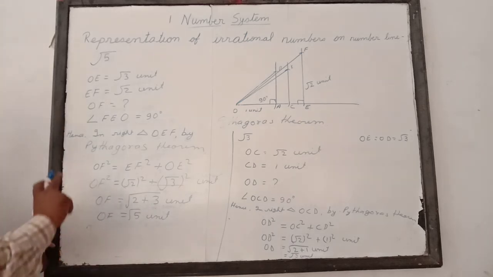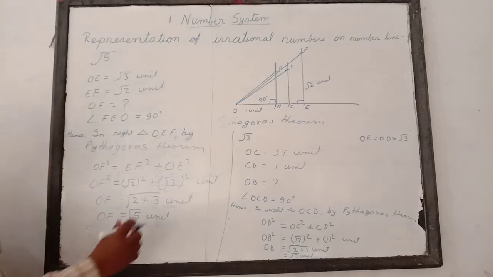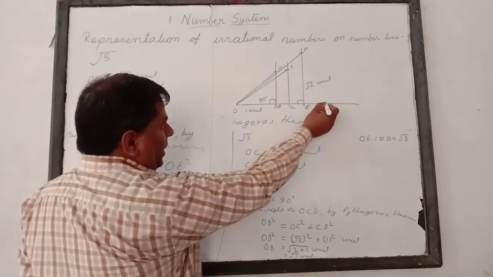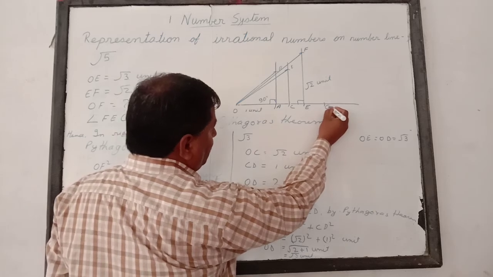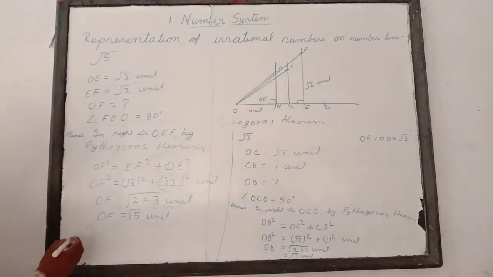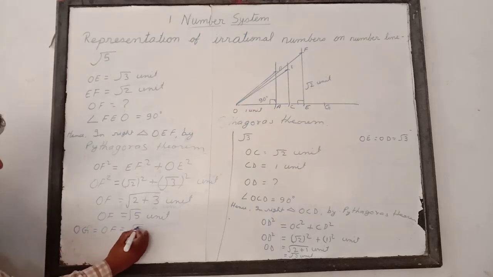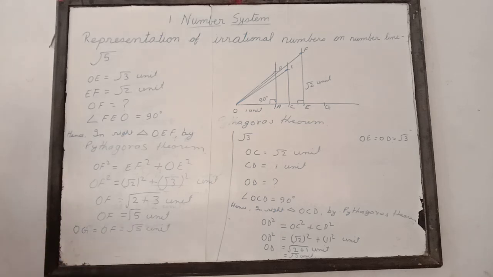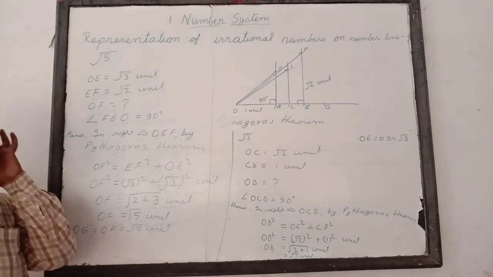So now we can measure the distance OF and cut from O on the number line a distance equal to OF, and mark this point as G. So now what is OG? OG is equal to OF is equal to root 5 unit. So with this we can represent any irrational number on the number line.